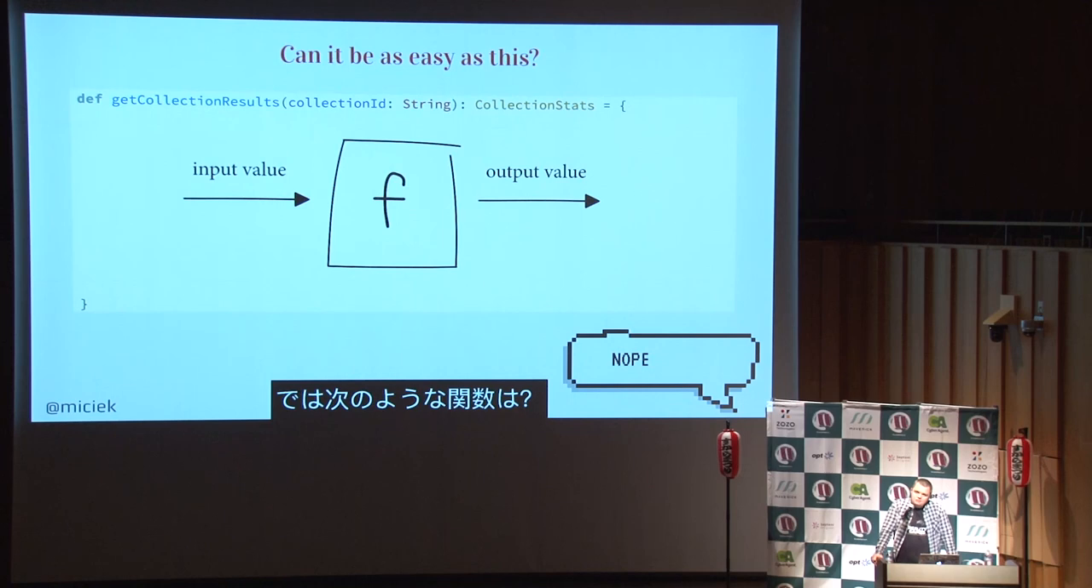So can we have pure functions all the way down? Can we have them in all of our code, like everywhere? We wish, right? So for example, get collection results. This is the functionality that gets a collection ID, right? So collection ID. And we need to do several things with that.